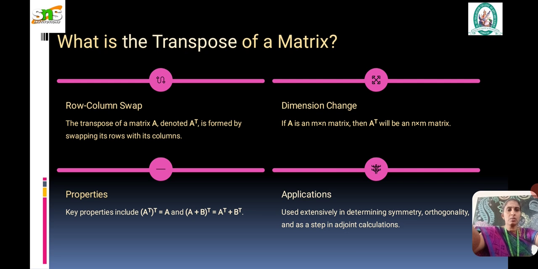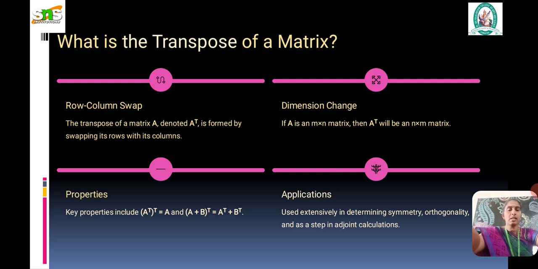Dimension change means that a matrix with m rows and n columns can be transposed into n rows and m columns. This is the main dimension change that occurs in the transpose of a matrix, and there are also some properties of the transpose. The transpose of A transpose gives A, and A plus B the whole transpose equals A transpose plus B transpose. This is the addition property, and you have a multiplication property also: AB the whole transpose equals B transpose A transpose.